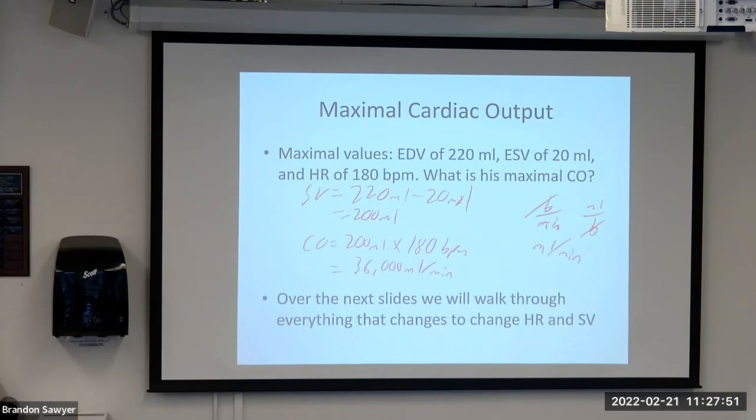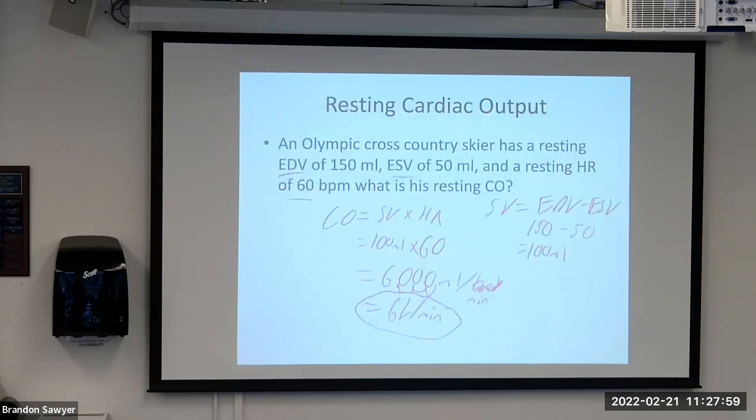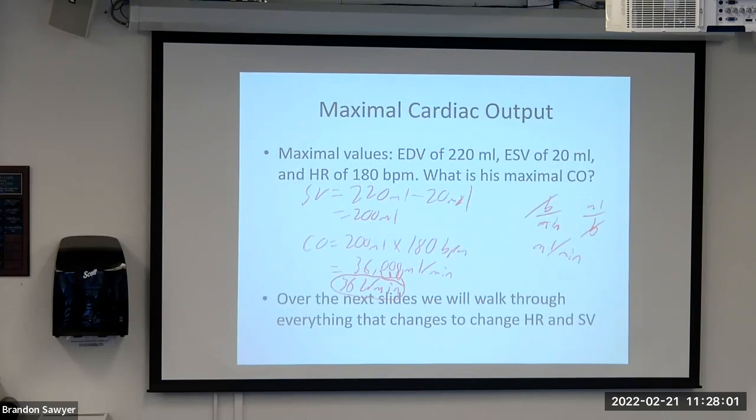Okay, so 36,000, we'll move that 3 places to the left. So we end up with 36 liters per minute. So we went from 6 liters per minute to 36 liters per minute. So a 6-fold increase in cardiac output from rest to max.